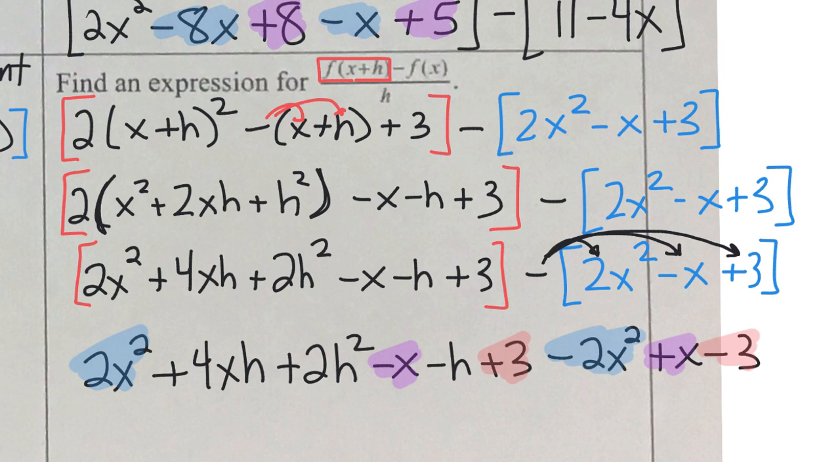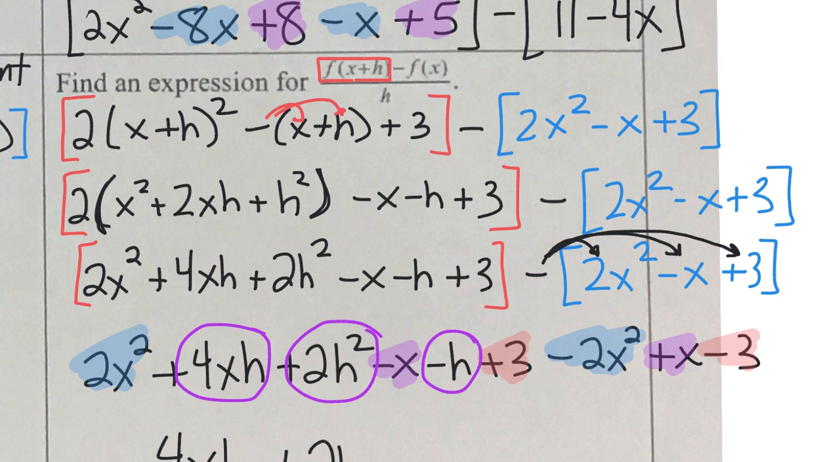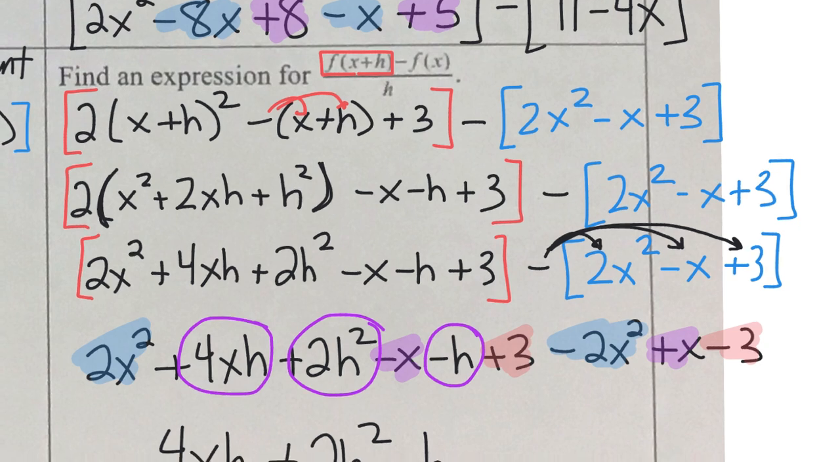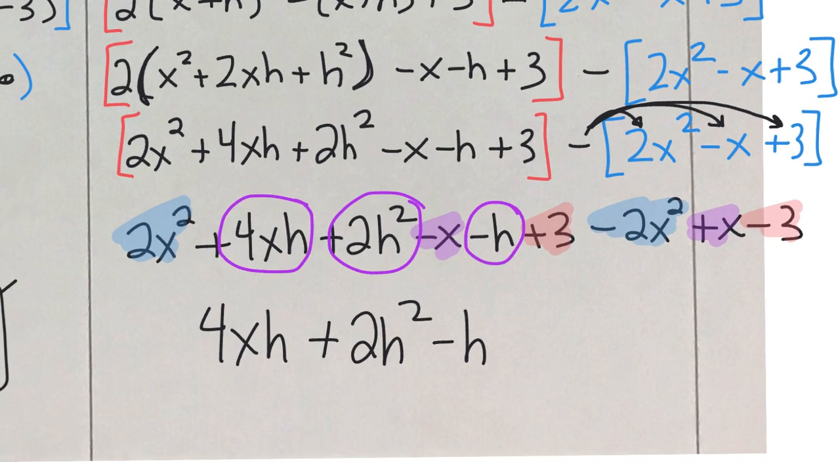So what do I have? I have a 4xh. I have a 2h squared, and I have a minus h. So notice what all these things have in common. They all have an h term. And this is going to happen like 97.3% of the time, all of your numbers and your x's are going to cancel each other out, and you're only going to be left with h things. So we want to divide this by h, because that's what our thing says at the top. So we've simplified your numerator, and you still have your divided by h.